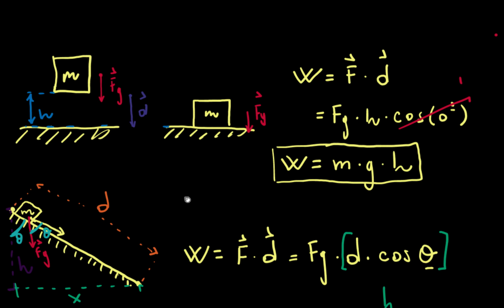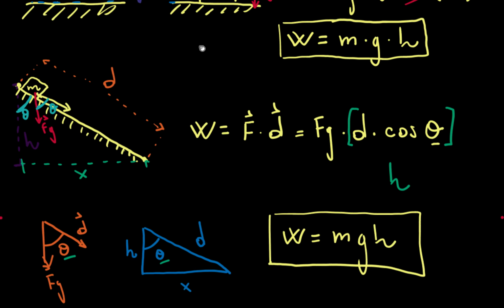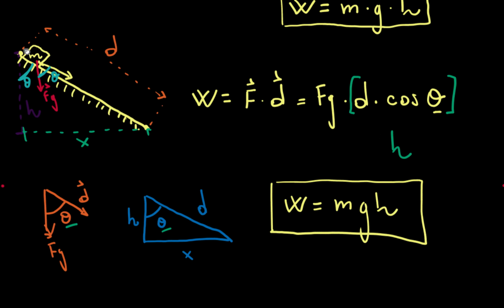This tells you something very important about the work that the force of gravity can do on objects. It does not depend on the trajectory of the object. It only depends on the height. It only depends on basically how much it falls.